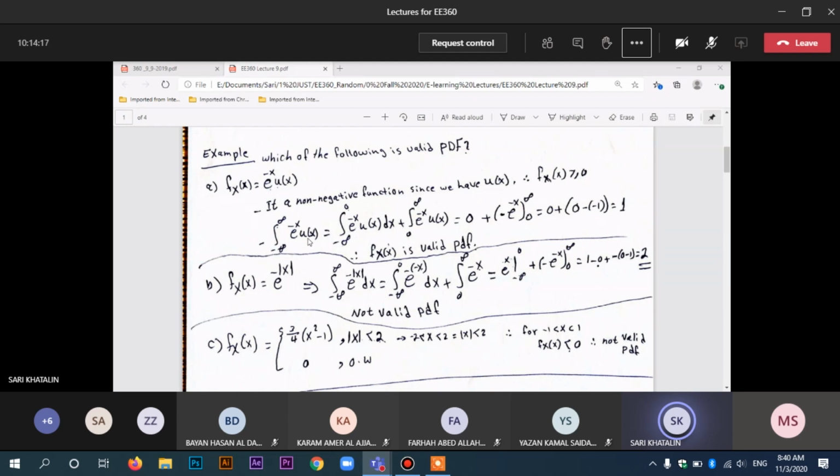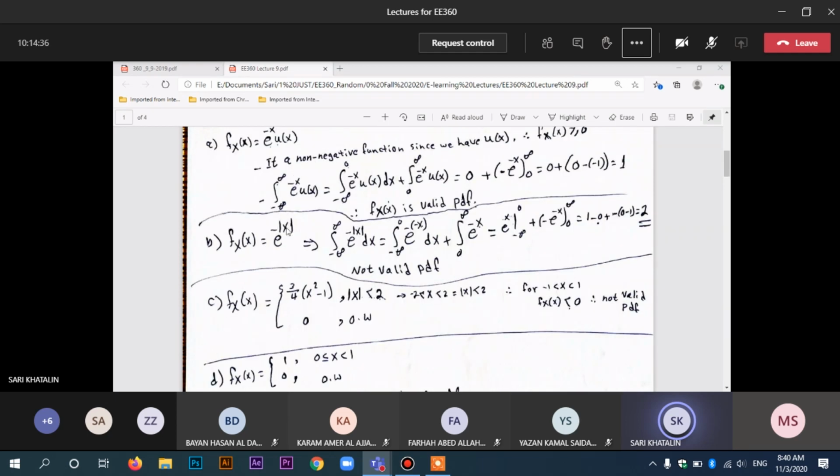From infinity to 0, and from infinity. So when we do the math, we all know how to do this. It's going to be 1. So the area under this function is 1, and it's non-negative, so it's really a valid PDF. This is a good PDF. And by the way, if anybody has any question, please stop me, ask me, okay?